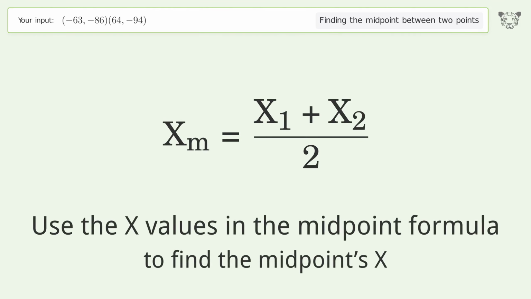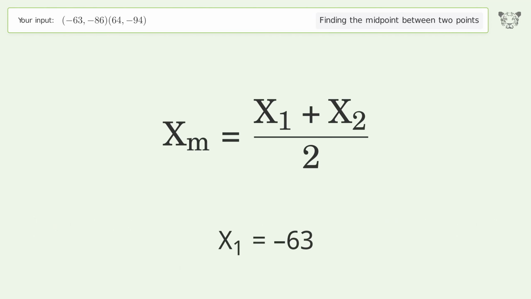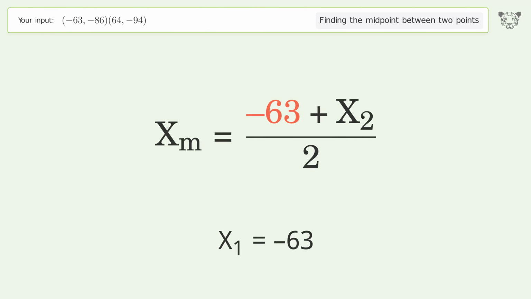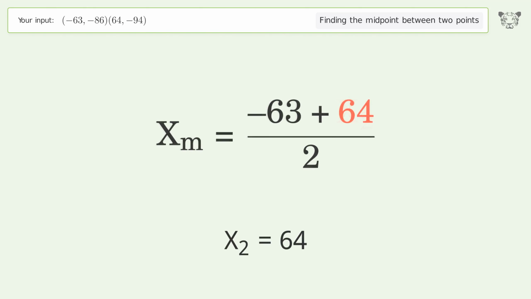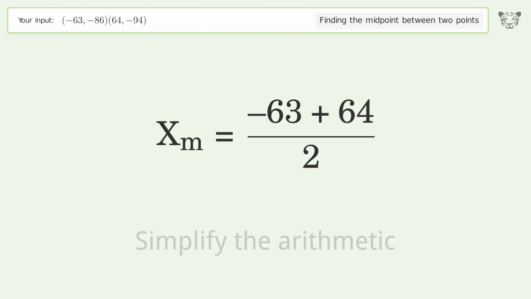Use the x values in the midpoint formula to find the midpoint's x. x1 equals -63. x2 equals 64. Simplify the arithmetic.